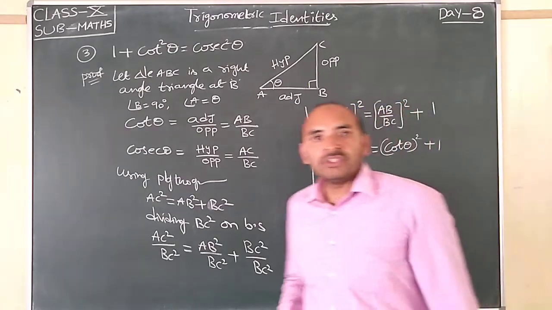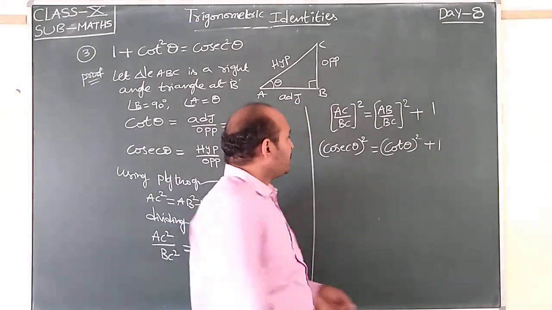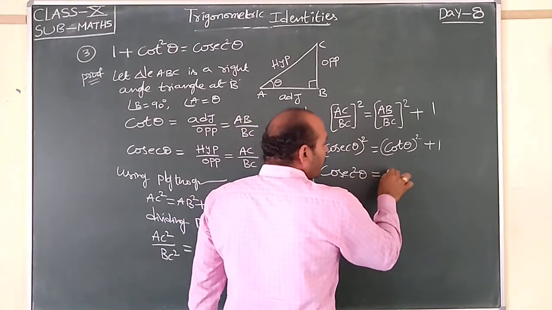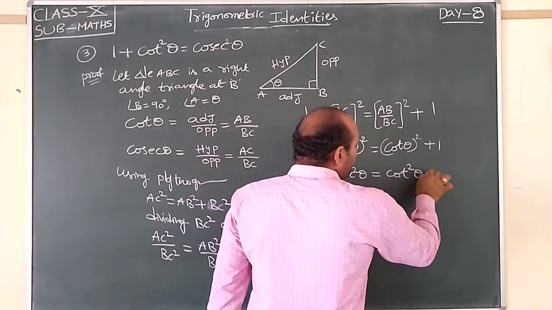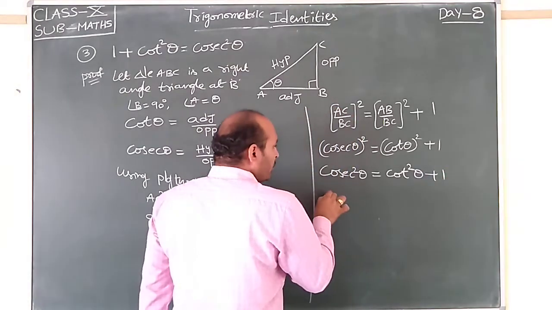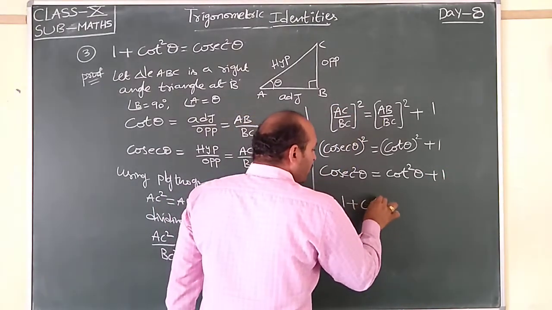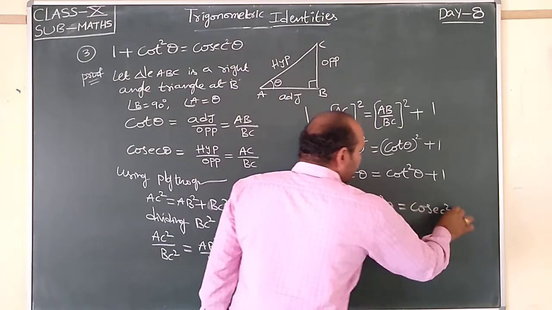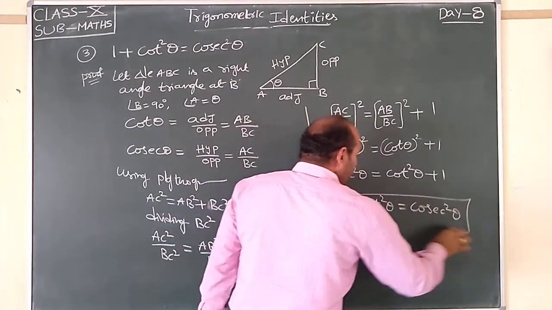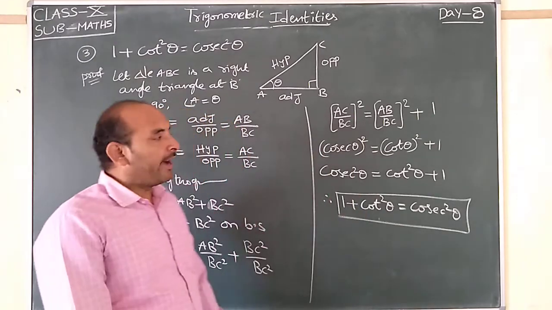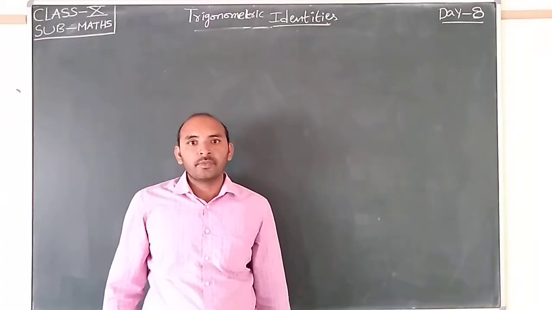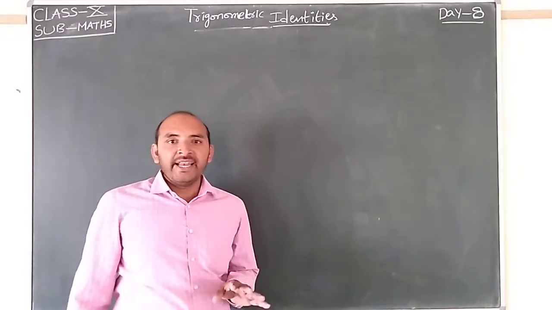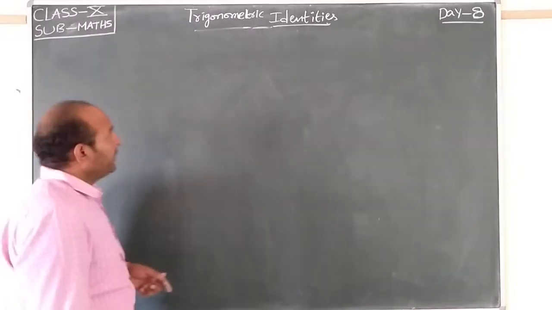Cosecant theta whole square means cosecant square theta. So cosecant square theta is equal to cot square theta plus 1. Therefore, 1 plus cot square theta is equal to cosecant square theta. This is the third trigonometry identity. Up to now we have studied the 3 trigonometry identities clearly. Once again I repeat here.